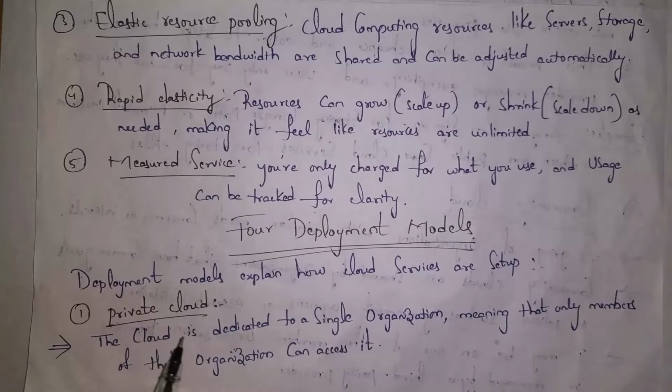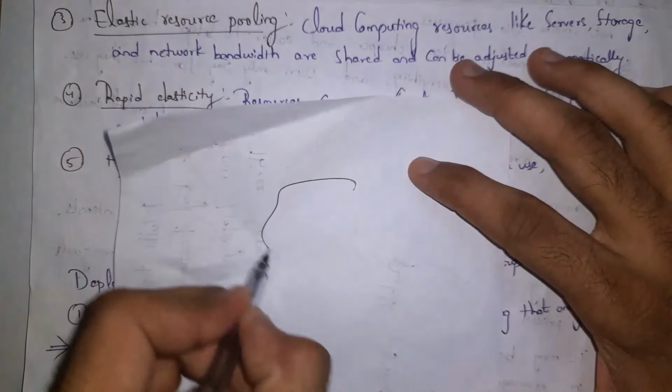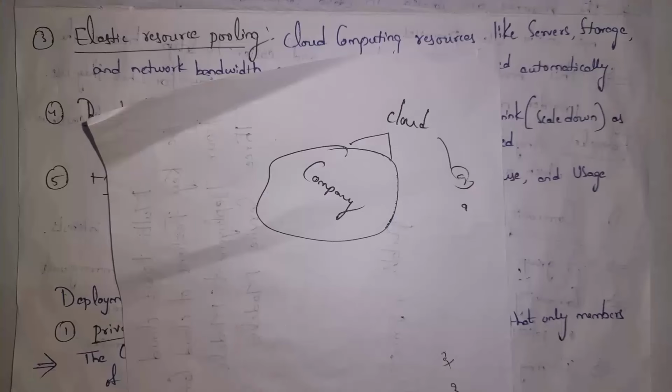The cloud is dedicated to a single organization, meaning that only members of the organization can access it. For example, there is one small company. That company will take a cloud for rent. Guys, if you consider AWS, anyone can use AWS cloud because it is publicly available on the internet. I will just open the internet and then use AWS cloud. So anyone can use the AWS website. It is publicly available on the internet. So AWS is a public cloud. Not only AWS, Microsoft Azure and Google Cloud are all public clouds because they are available on the internet and anyone can use them.